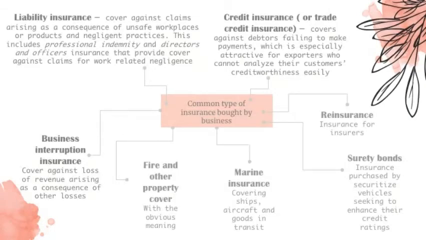Liability insurance: cover against claims arising as a consequence of unsafe workplaces or products and negligent practices. This includes professional indemnity and directors' and officers' insurance that provide cover against claims for work-related negligence. Credit insurance, or trade credit insurance, covers against debtors failing to make payments, which is especially attractive for exporters who cannot analyze their customers' creditworthiness easily. Reinsurance: insurance for insurers. Surety bonds: insurance purchased by securitized vehicles seeking to enhance their credit ratings. Marine insurance, covering ships, aircraft and goods in transit. Fire and other property cover, with the obvious meaning. Business interruption insurance: cover against loss of revenue arising as a consequence of other losses.